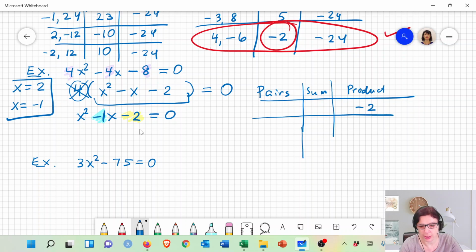I don't think there's going to be this many possibilities, right? So the product of two numbers is negative. That means one of them is negative. So it could be 1, -2. But if I add them, I get -1.